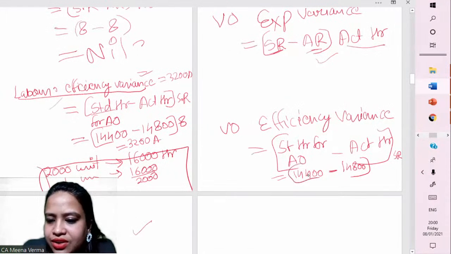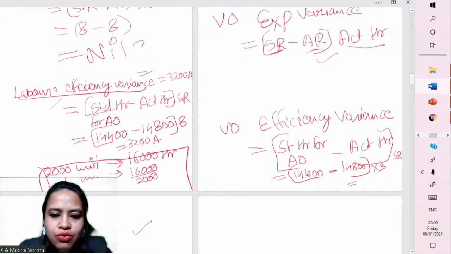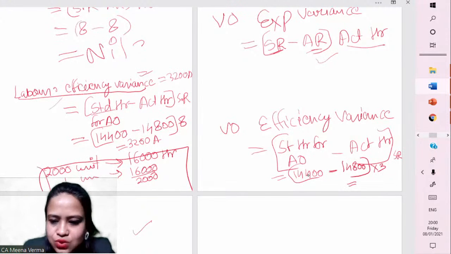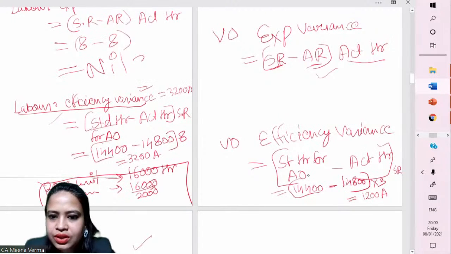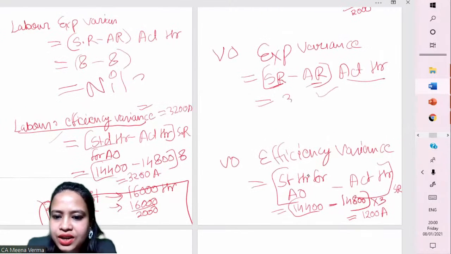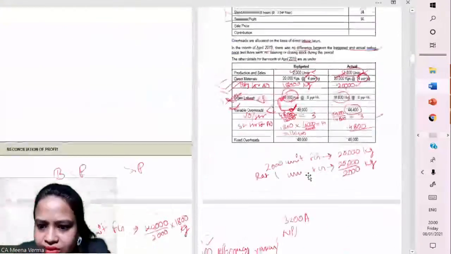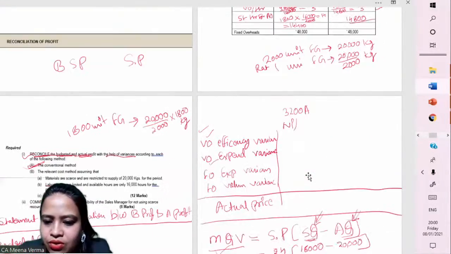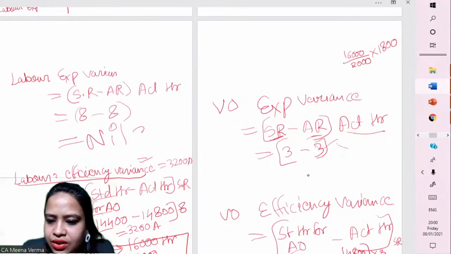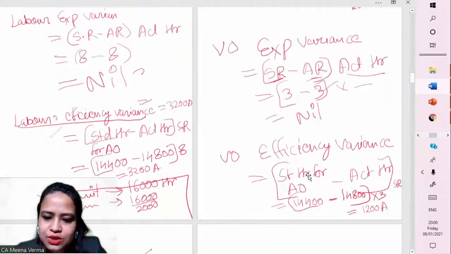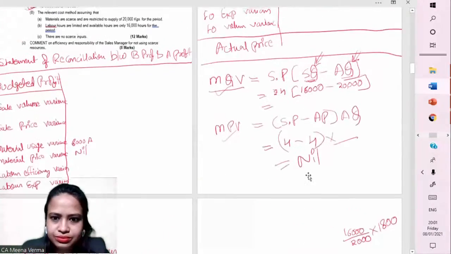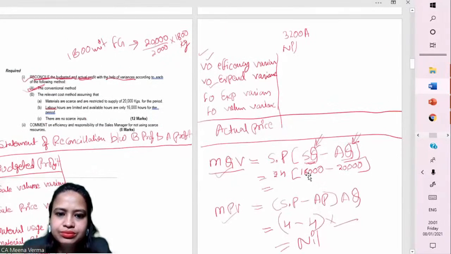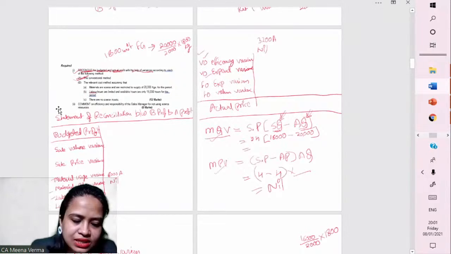What is the standard rate? 3 rupees. So this way you will get variable overhead efficiency variance as 1200 adverse. And what is the standard rate? 3 rupees. What is the actual rate? 3 rupees. Into whatever the actual hours are, this value will be nil. So this way you will get the expenditure variance and efficiency variance for variable overhead. I hope it is clear to all of you.